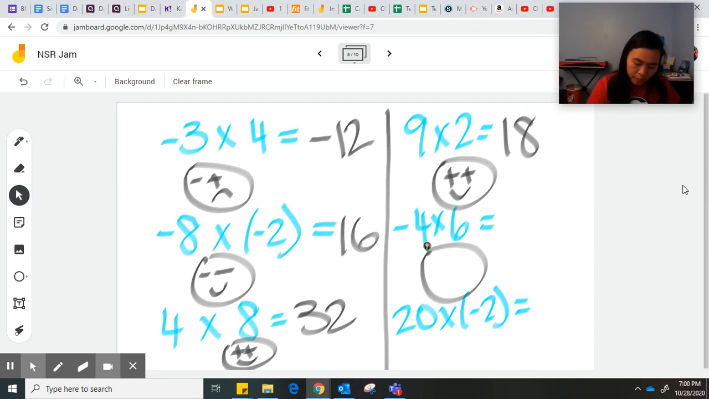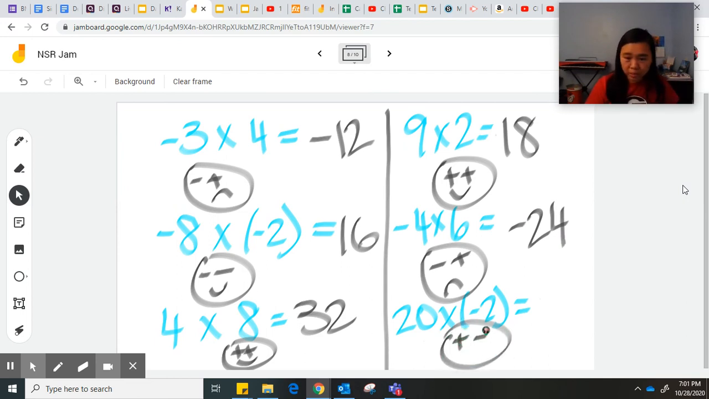A negative 4 and a positive 6. All right, so we have a mismatch here. It's sad. It's going to be a negative number. Negative 4 times 6, negative 24. And then right here, a positive 20 and a negative 2. Mismatched eyes. It's going to be sad. It's going to be a negative number. It's going to be negative 40.